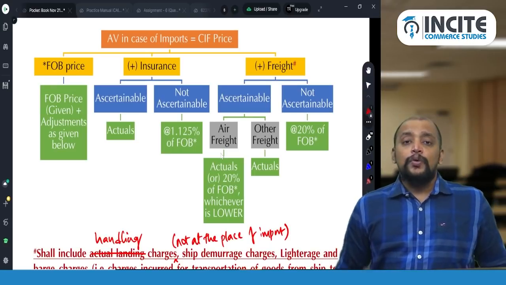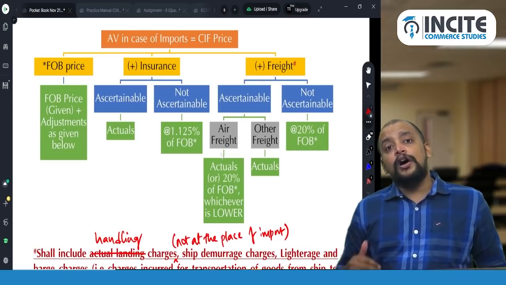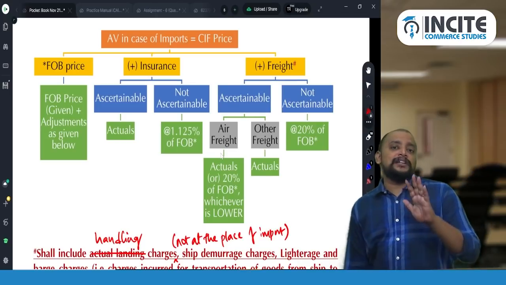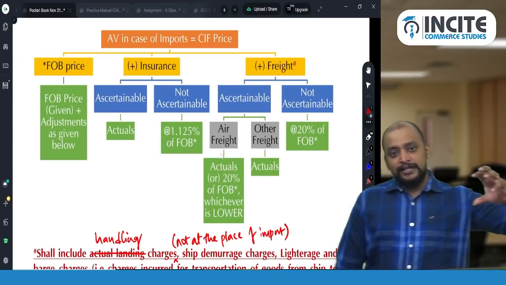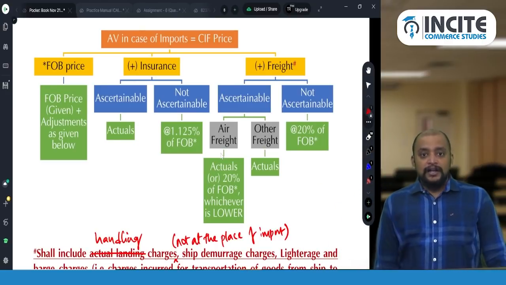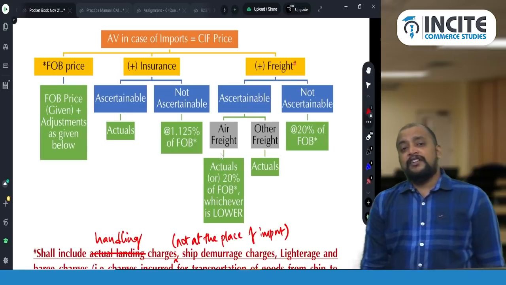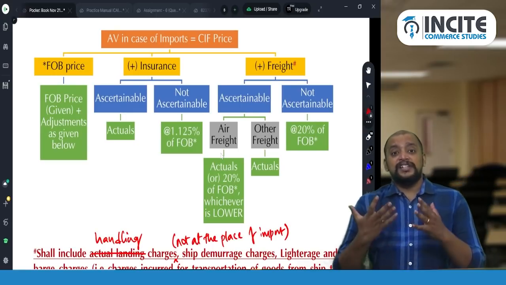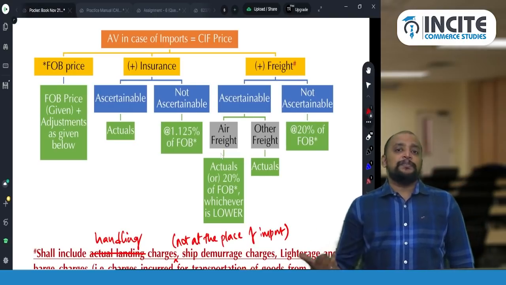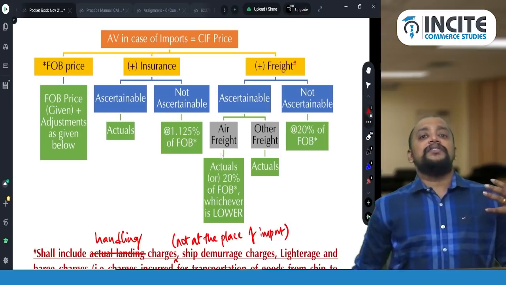Okay. Now, what is this FOB? Should we take the FOB that is given in the invoice or the FOB after making the adjustments? We should take the FOB price after making the adjustments. To the given FOB price, we need to make some adjustments in terms of Rule 10, Sub Rule 1. After making those adjustments, whatever FOB price we get is the revised FOB price. To that revised FOB price, we need to do this 20% or 1.125% computation. So don't take it on the given FOB price.